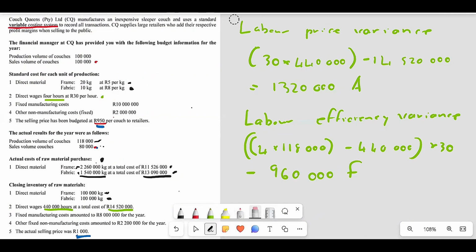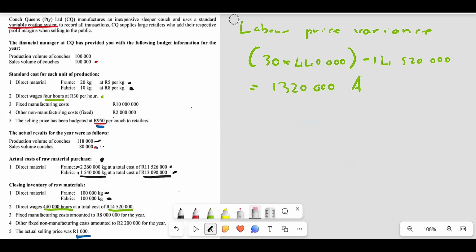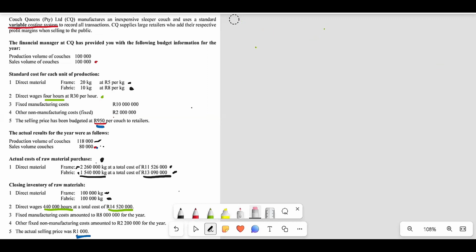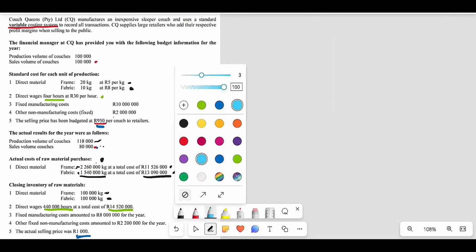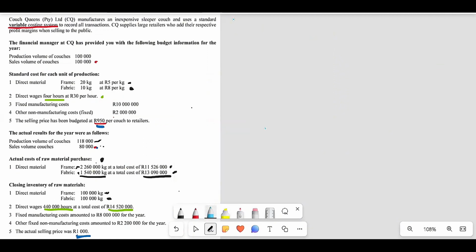Now, let's move on to the easy ones. These ones that we are doing now are the ones that you should always get full marks for in the test. Okay. So now we have done material, we have done sales, we have done labor. Now let's do fixed manufacturing cost.